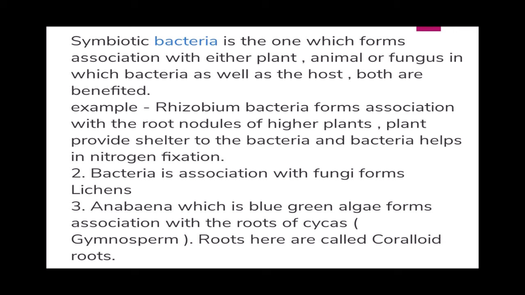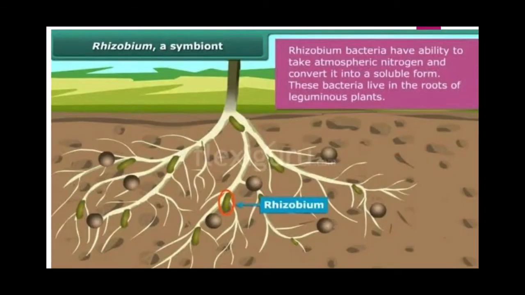Bacteria is associated with fungi which forms lichens. Anabaena, which is a blue-green algae, forms association with the roots of cycas, that is Gymnosperm. Roots here are called Coralloid roots. Rhizobium bacteria have ability to take atmospheric nitrogen and convert it into soluble form. These bacteria live in the roots of leguminous plants.